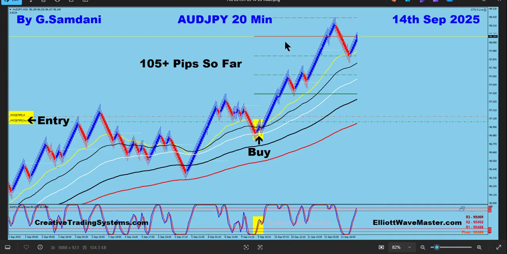So let's get started. The first trade is Aussie Yen on the 20-minute chart. Buy orders right there. All the trades you're going to see are according to the setup, because all the trades are getting opened by the expert advisor, the automatic robot, right? So the robot opens these trades.